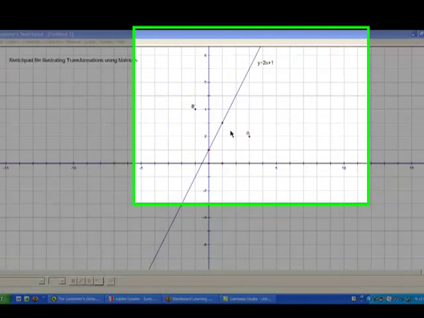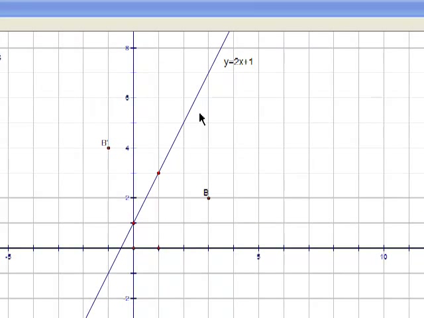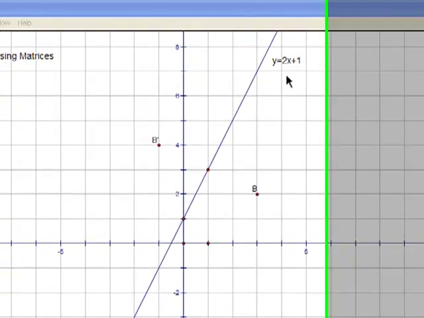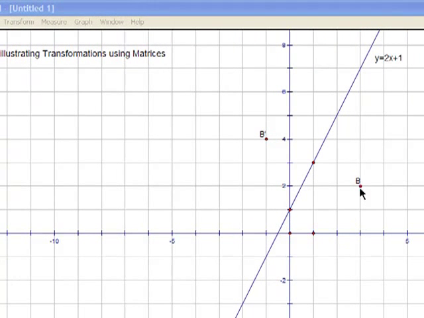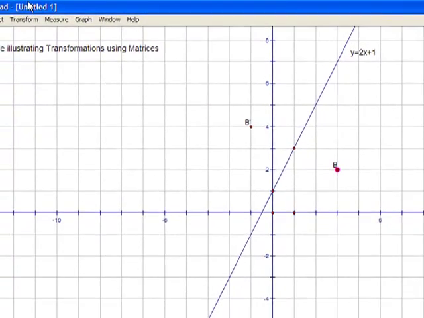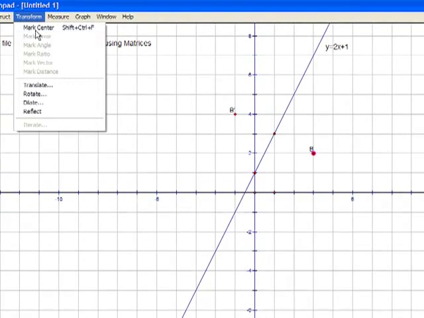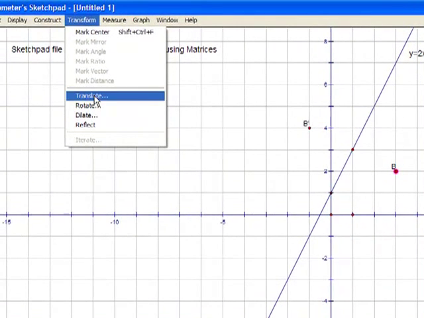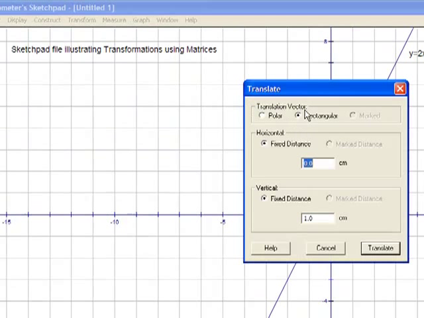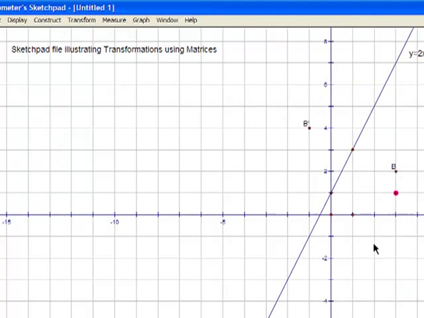Now, using transformations, since it's y = 2x + 1, this plus 1 here, we're going to have to translate point B by a rectangular fixed distance of down 1 unit. So we're going to translate it down 1 unit because it's 2x + 1.